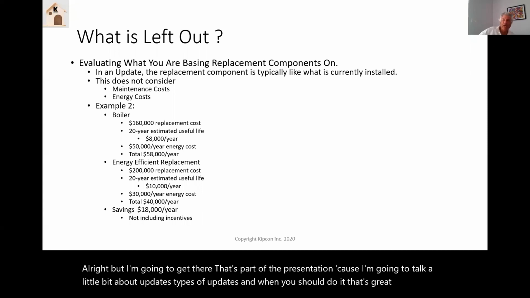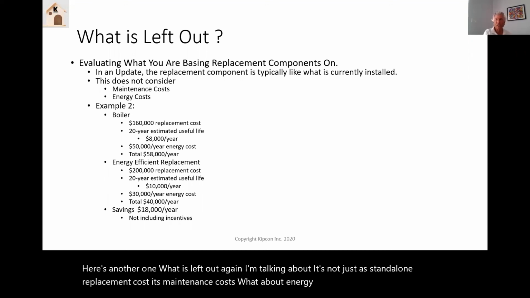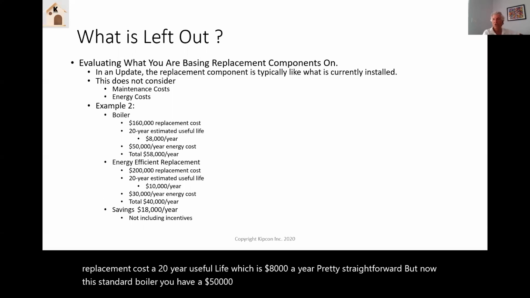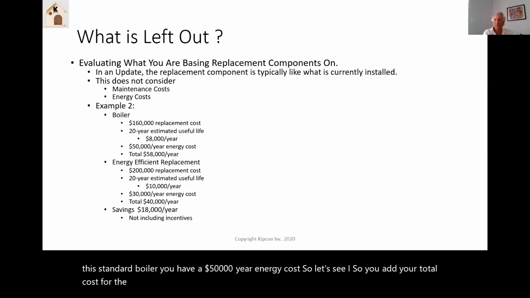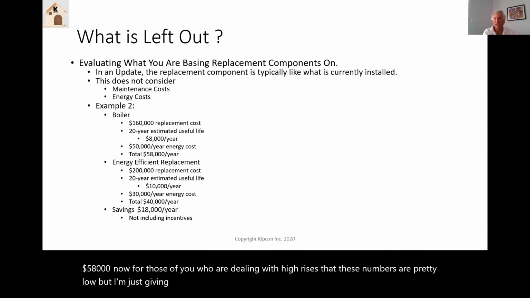All right, thank you. All right, now here's another one. What is left out? Again, I'm talking about it's not just a standalone replacement cost, it's maintenance costs. What about energy costs? You've got a boiler, $160,000 replacement cost, a 20-year useful life, which is $8,000 a year. Pretty straightforward. But now this standard boiler, you have a $50,000 a year energy cost. So your total cost for the year is $8,000 a year for replacement, $50,000 a year for energy, $58,000. Now, for those of you who are dealing with high rises, you know that these numbers are pretty low, but I'm just giving the concept. So it's $58,000 a year.